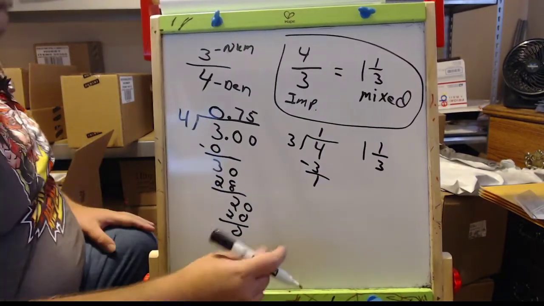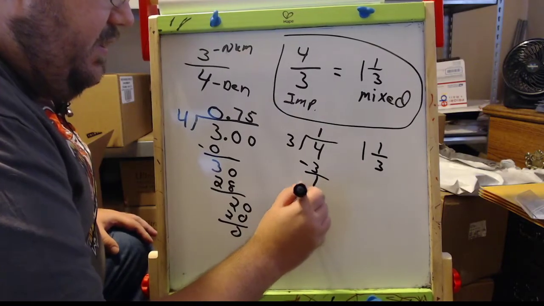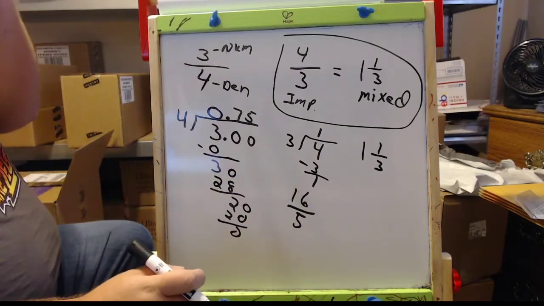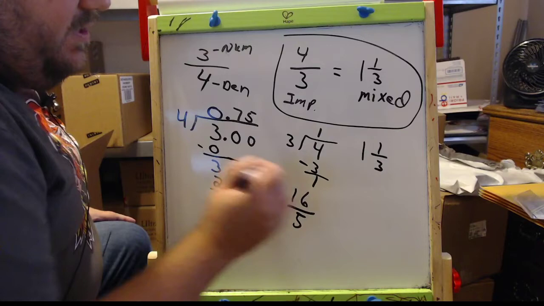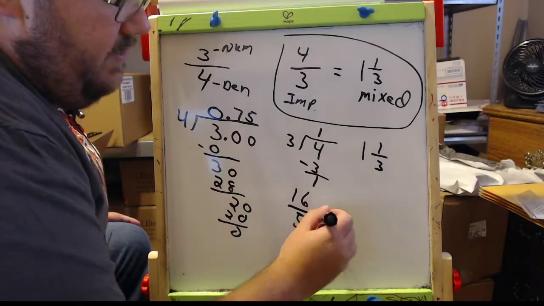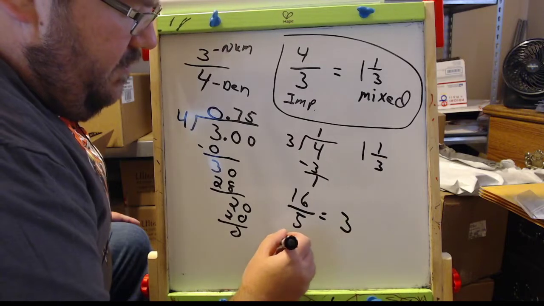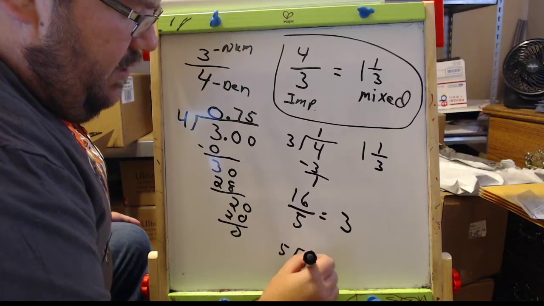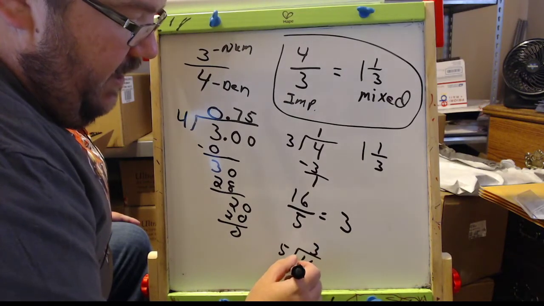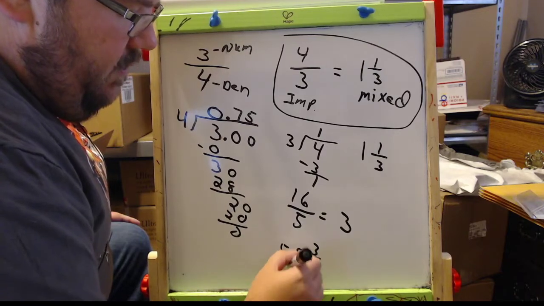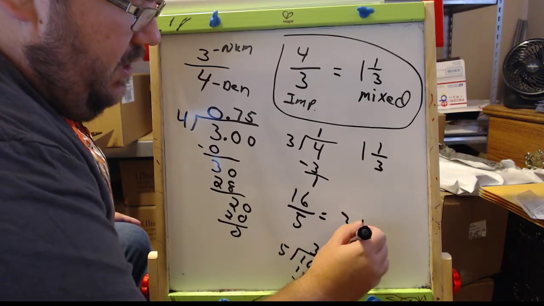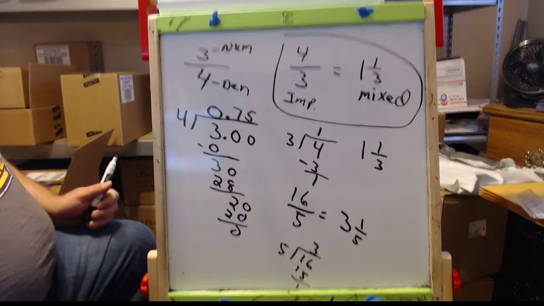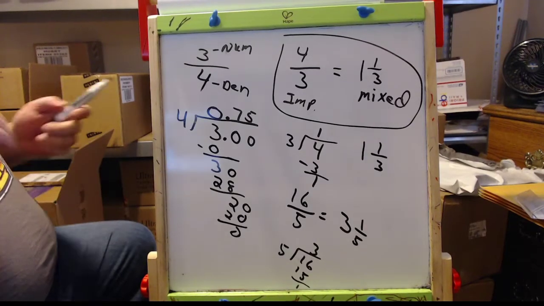Let's do another one. Let's say we had 16/5. That's improper. The numerator is bigger than the denominator. So 5 goes into 16 how many times? 5 goes into 16 3 times. 3 times 5 is 15 with 1 left over. You put the remainder up here, keep the denominator, and it's 3 1/5. So that's how you take an improper fraction and get a mixed number.